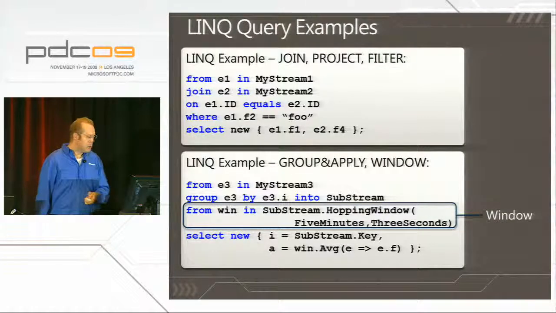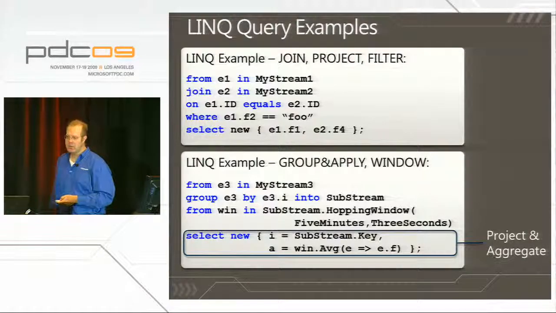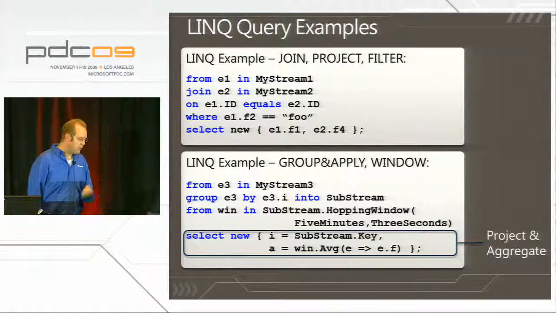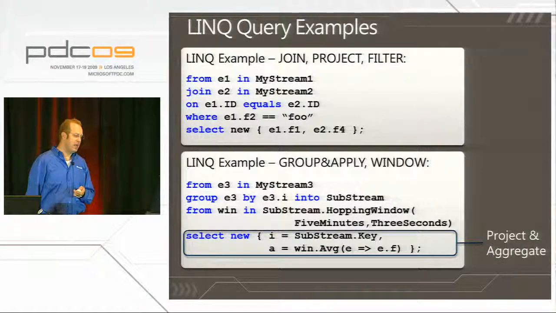What am I going to do in that window that I have just defined? What I'm doing here is a very simple aggregation operation. I'm taking the average for the field F that I have in my substream.